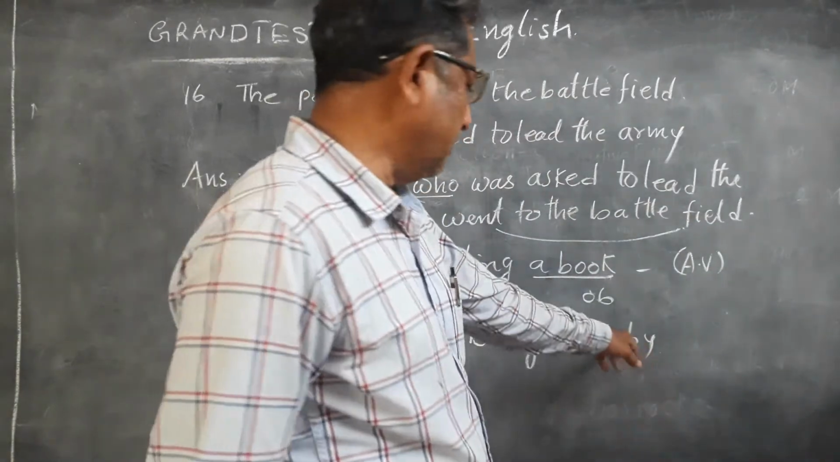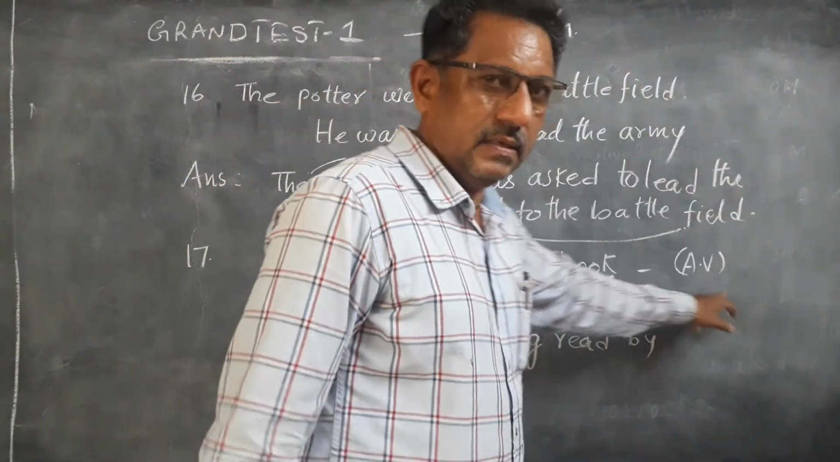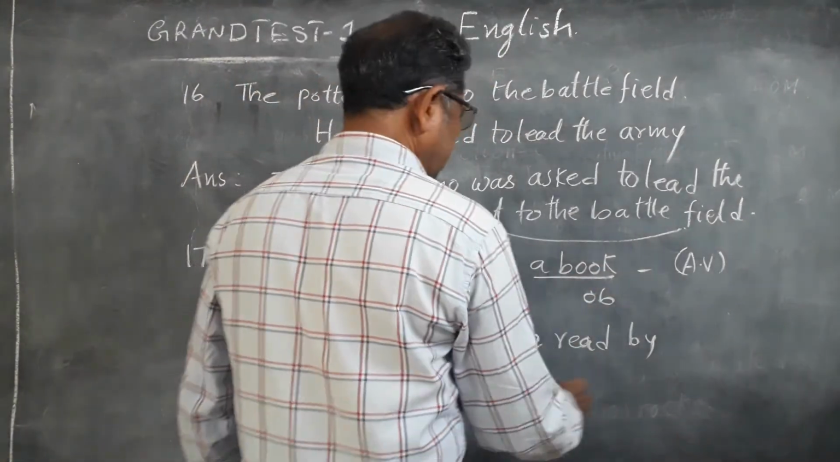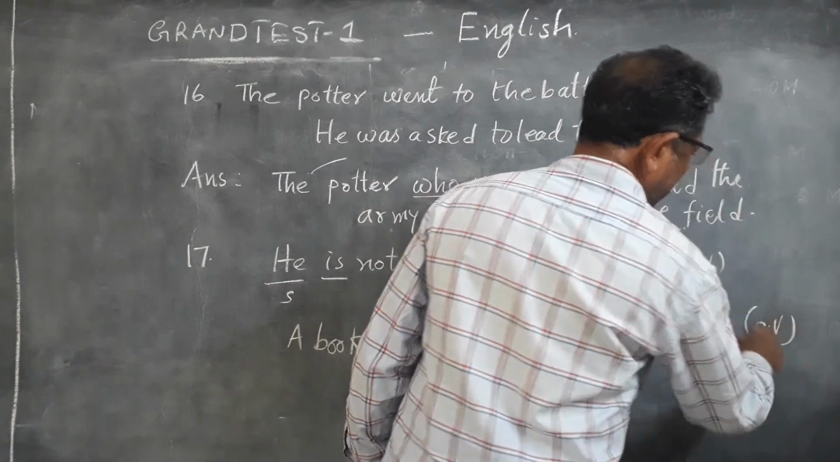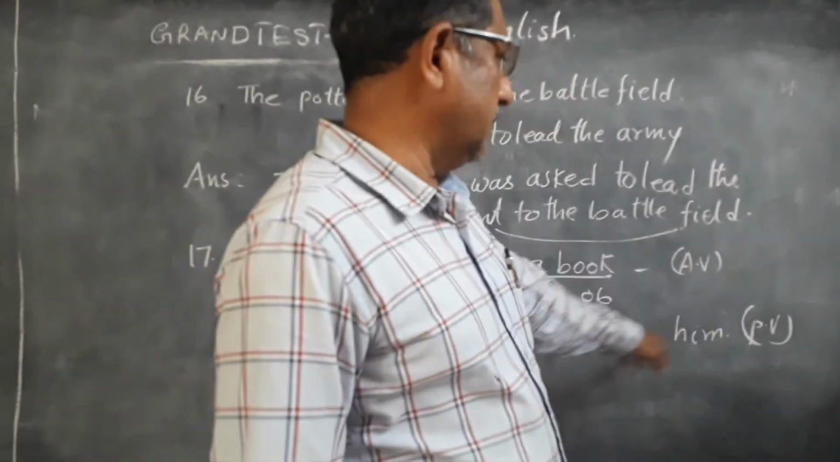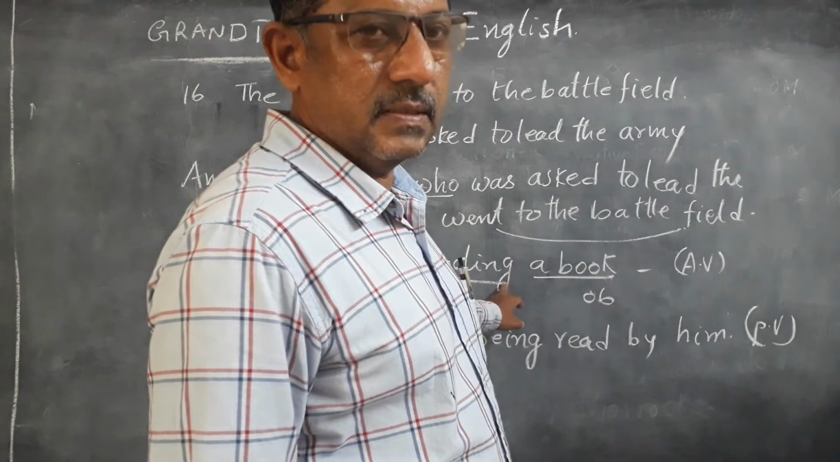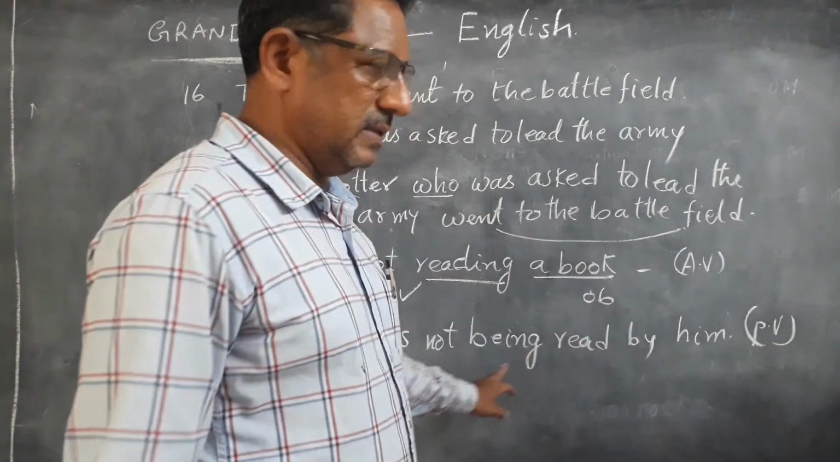Add the preposition by. Next, the subject goes to the object place. Here the subject is he. What is the object form of he? Him. A book is not being read by him. So in this way we have to change the sentence from active voice to passive voice. When the verb is in present continuous tense or past continuous tense, the word being is added. Next.